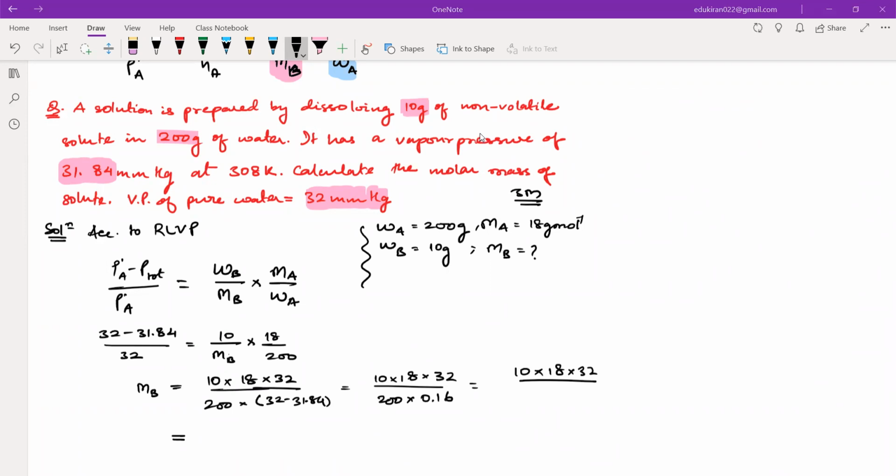200 into 16 will be equal to how much? 16 to 32 है ना. ये 1 हो जाएगा. 200, 32 होगा ना. ये दोनों को काट दीजिए आप. आंसर हो गया आपका 180 ग्राम पर मोल.